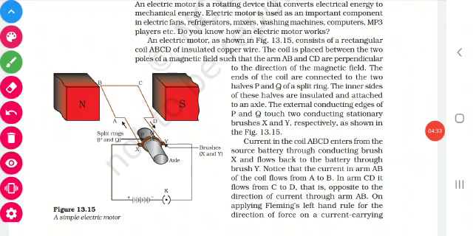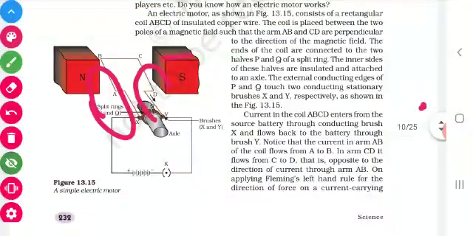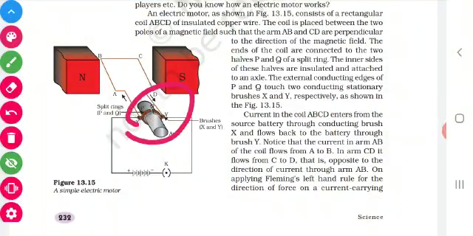Then one important thing is here we have two split rings. I will show the split rings. So these are the split rings P and Q.